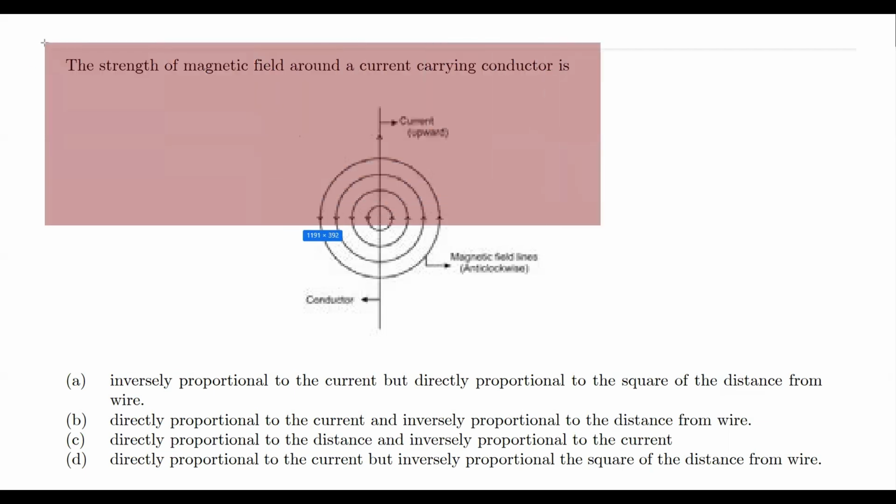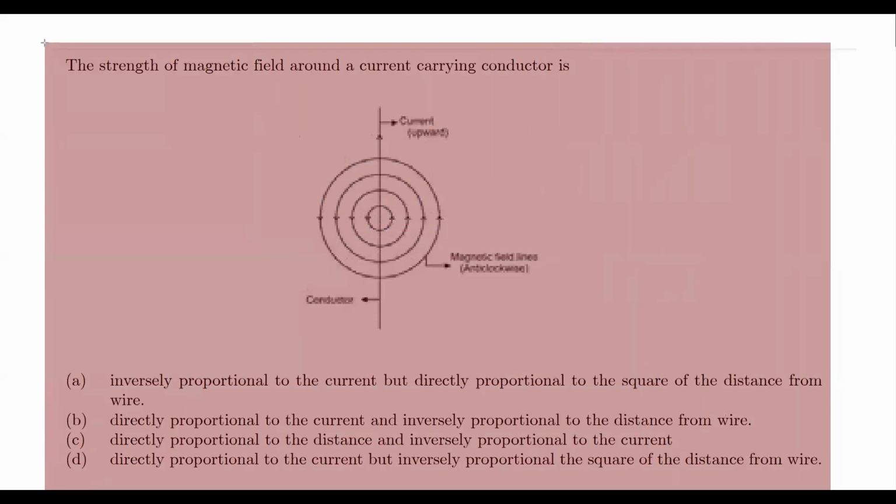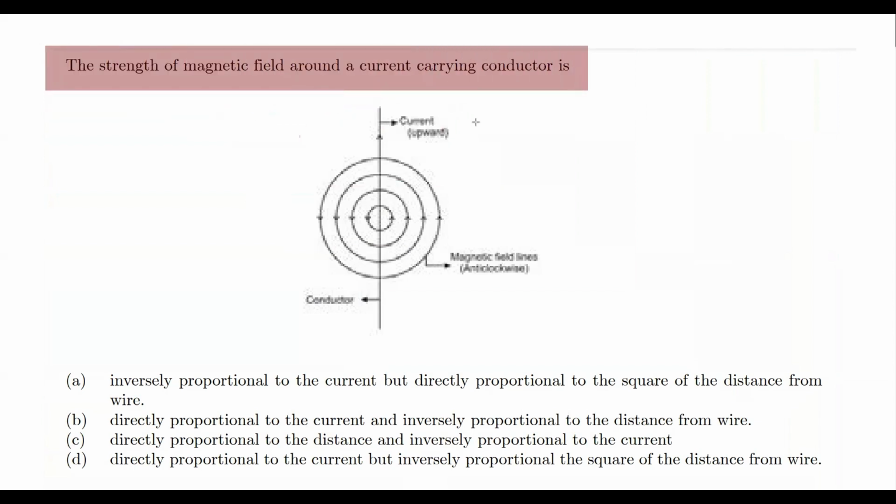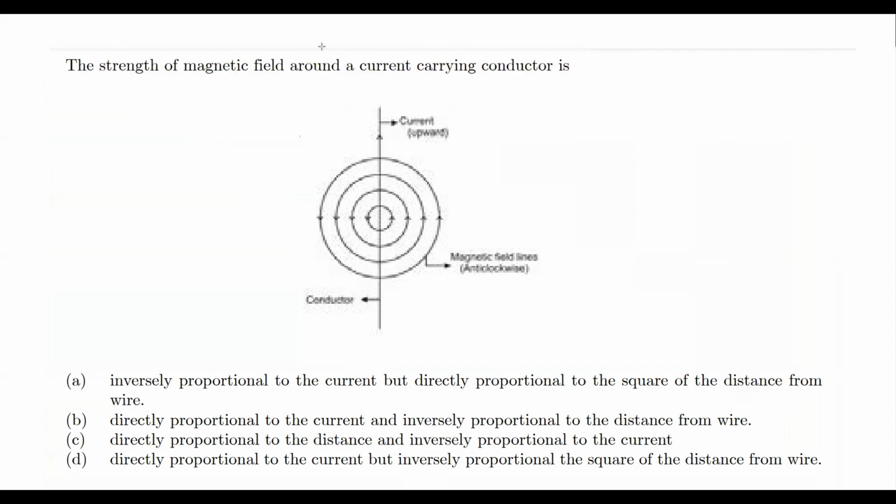The next question is from the chapter magnetic effect of electric current. So what does it say? It says the strength of magnetic field around a straight current carrying conductor. Well, as you can see, it is shown by concentric circles. So the diagram should be like this. These are the magnetic field lines produced around a current carrying conductor, right? These kinds of concentric circles are there.